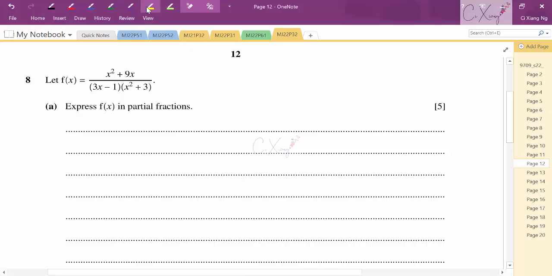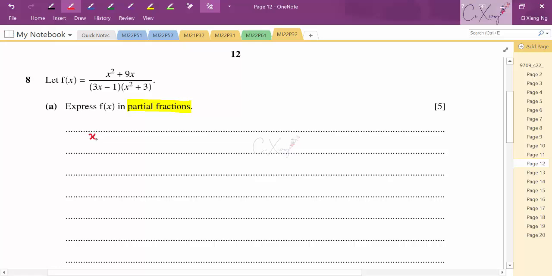Okay, so we come to question number 8. Right, so we are having this rational function and they want us to express this rational function into partial fractions. Okay, so if I double check at first, I will see that the degree of the numerator is 2, the degree of the denominator is 3, right? So you can see that this is a proper fraction. So for a proper fraction, you can straight away separate it into partial fractions.